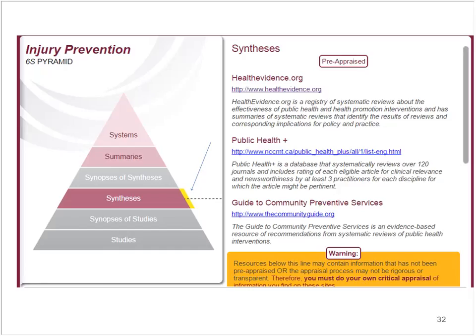So healthevidence.org is one site. Public Health Plus is another one that you can get to through NCCMT.ca. The Guide to Community Preventive Services is a US-based source of syntheses specifically for community health topics and prevention, so certainly very relevant for people who work in injury prevention. And if you were looking at this pyramid live, you could scroll down and see other sources below that warning bar that may be equally good. It's just that they haven't been pre-appraised, so you would have to do the appraisal.